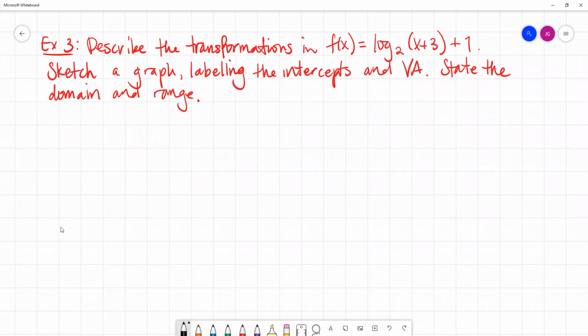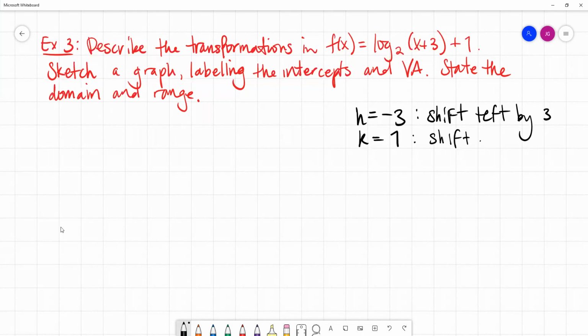We see our h is equal to -3, and our k is equal to 1. So h of -3 means shift left, left by 3. And then our k being 1 means shift up by 1. Cool. So now we're going to call on Desmos to help us out here to get a sketch.